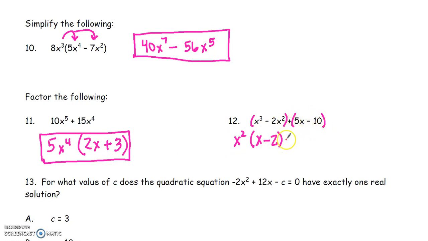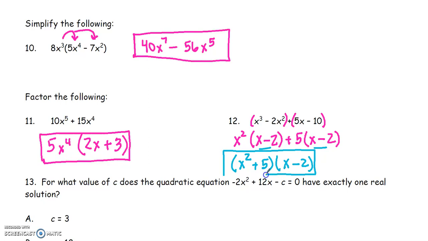GCF out of this one will be a positive 5. So I need a 5, but I already have it, so I don't need to put a coefficient. And then I need an x, and I don't have anything at all, so I'll put an x minus. Then 5 times what will give me that 10, and that's going to be 2. And notice that my parentheses are the same thing, right? So remember, whatever we factored out, the x squared and then this plus 5 will go into one set of parentheses, and then the x minus 2 will go in the other. And there's my answer for number 12.